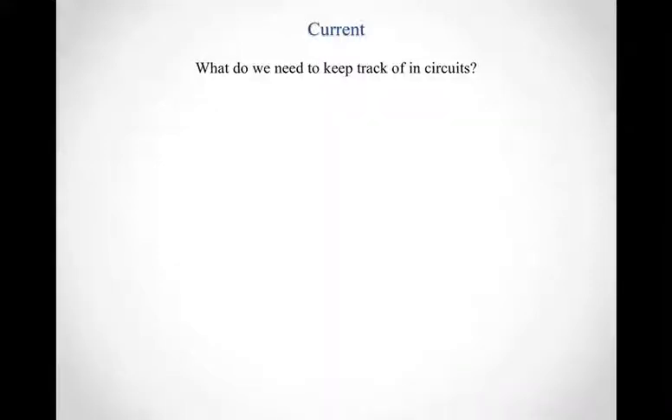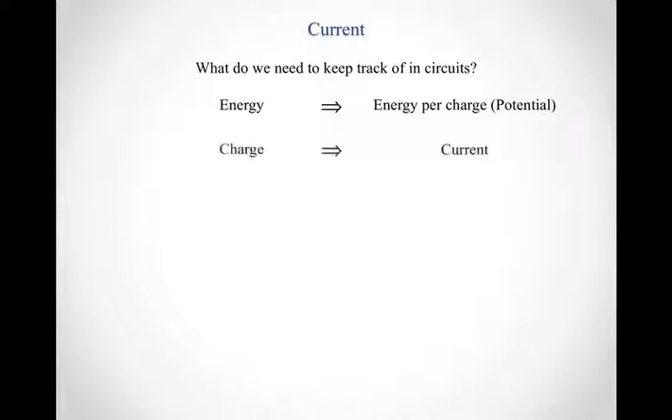So when we look at circuits, what are the fundamental quantities that we want to keep track of? Well, the first one of those is energy. And typically we're going to do this through thinking about the energy per charge, as in the potential. But the other one is we want to think about charge. And we're going to think about charge through thinking about the current.